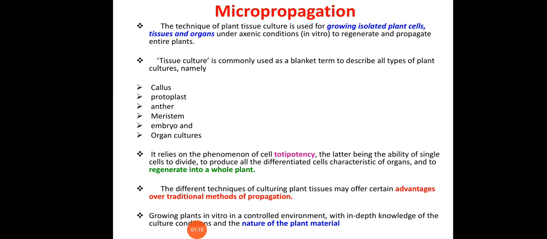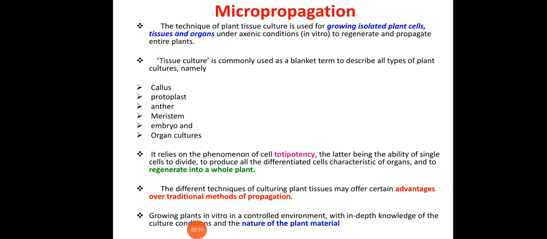Let us discuss micropropagation. Plant tissue culture is used for growing isolated plants, tissues, and organs under axenic conditions, within the laboratory, in vitro, to regenerate and propagate entire plants. Tissue culture is commonly used as a blanket term for all types of plant culture, namely callus culture, protoplast culture, anther culture, meristem culture, embryo culture or somatic embryogenesis, and organ culture or organogenesis.